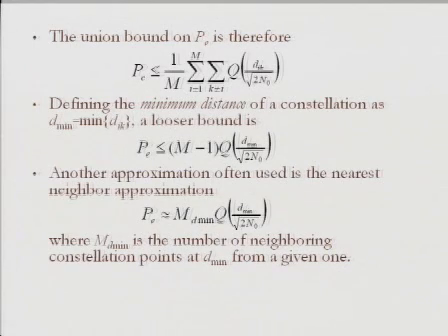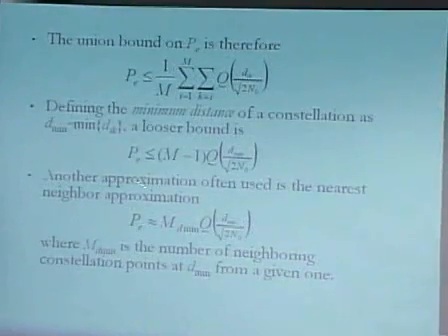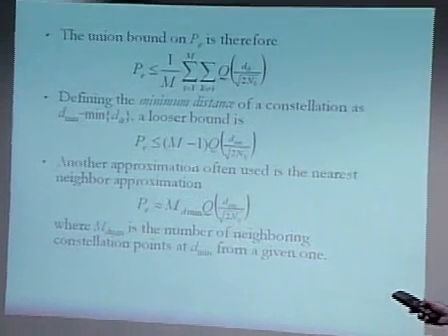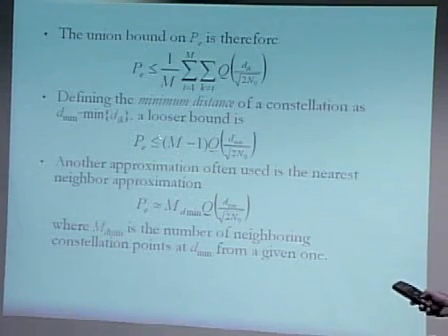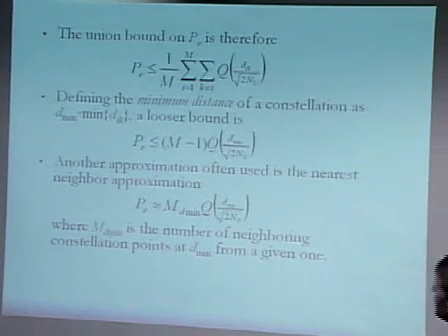Finally, there's another approximation that is often used. It's called the nearest neighbor approximation. And this is not a bound, notice. So this may actually be bigger than P_E, or this can actually be smaller. We're not guaranteed to have an inequality. This can actually go the other way around. But it's usually very close, and it's very easy to compute.